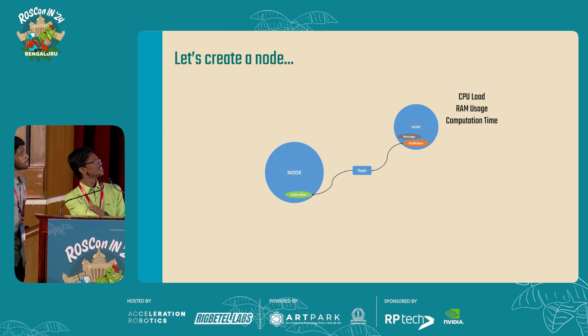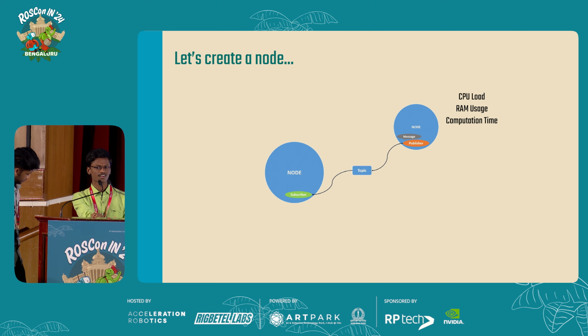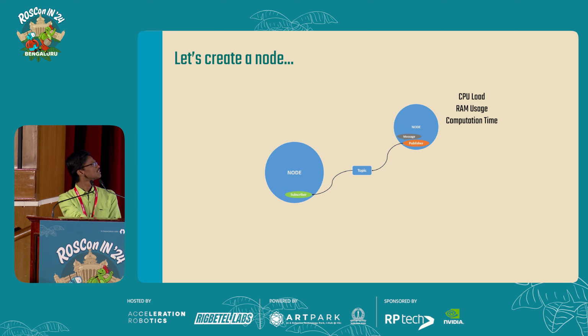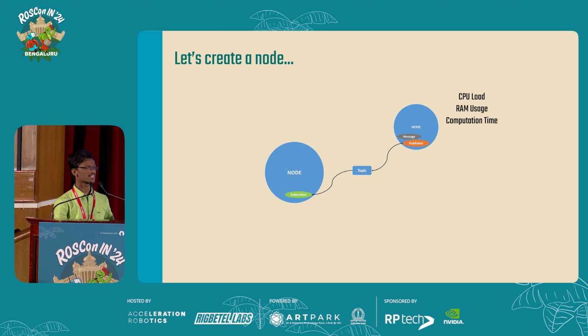Hi everyone. With this knowledge of ROS and all the packages, nodes, and launch files, we came up with an idea: let's create a node to systematically say which SLAM is the best one, benchmarking the SLAM algorithms based on a few metrics: CPU load, RAM usage, and computation time. So let's see the logic of it.